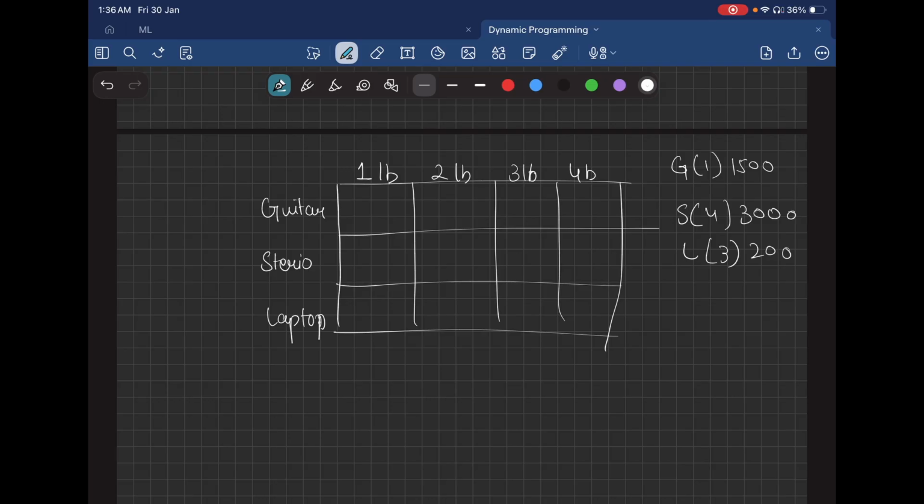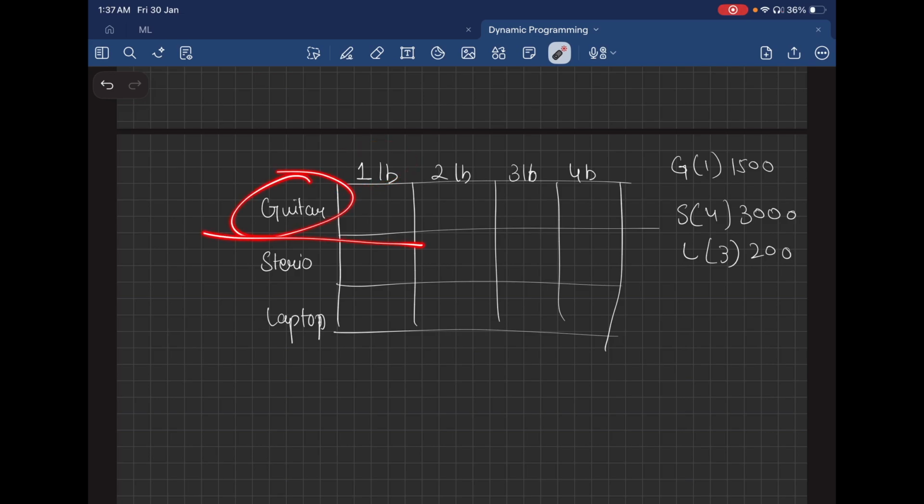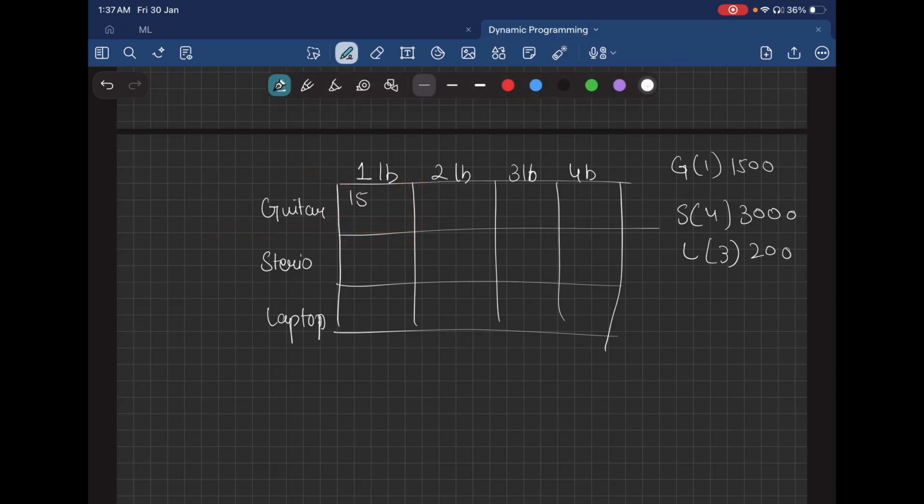Now, simply put, let's look at a small subproblem first. We only have a 1 pound bag and only the guitar in the house, and this is our smallest problem right now. It is very simple: we only take the guitar and we fill the space. Now looking at another problem, we have a 2 pound bag and only the guitar in the house. We can only take the guitar.